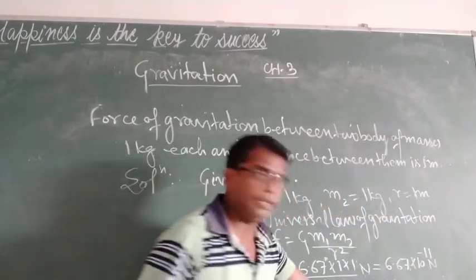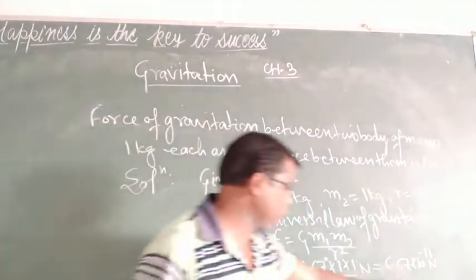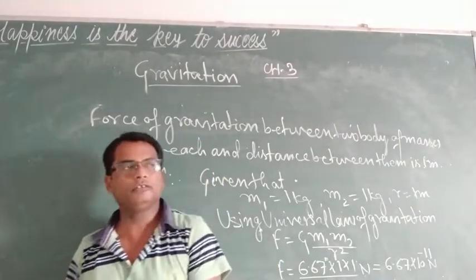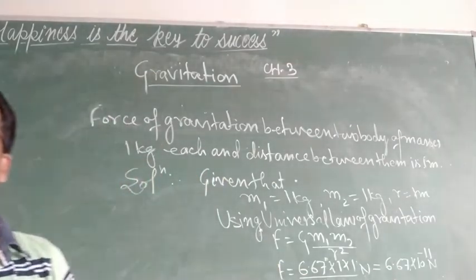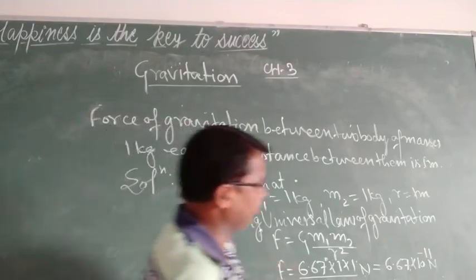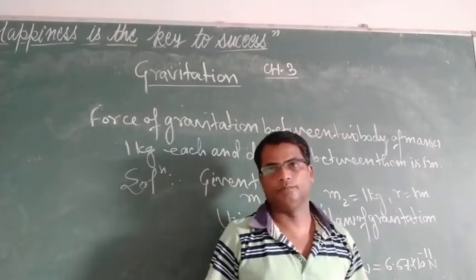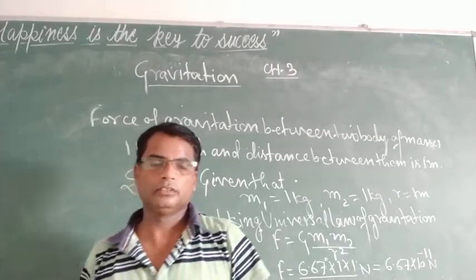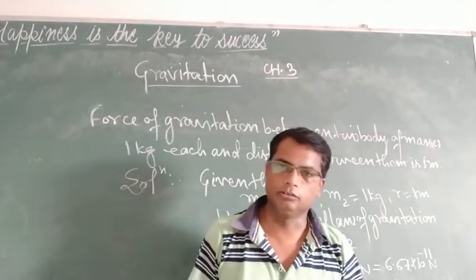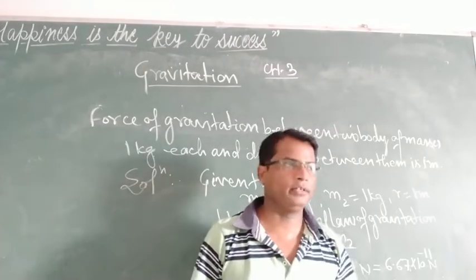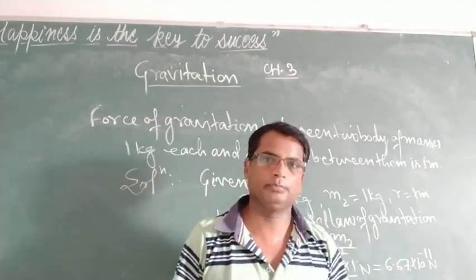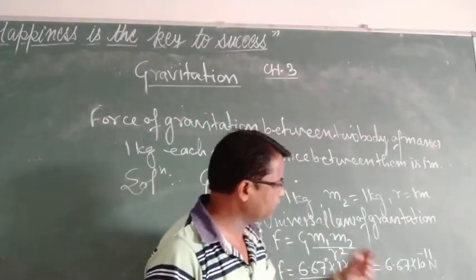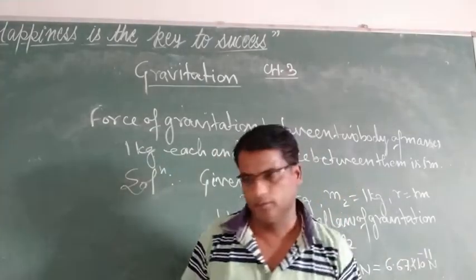All of you think about this numerical value which I have calculated here. It is very, very small, 10 to the power minus 11. That's why, for small bodies in this universe, we are not able to experience the force of gravitation, because this numerical value is very small.